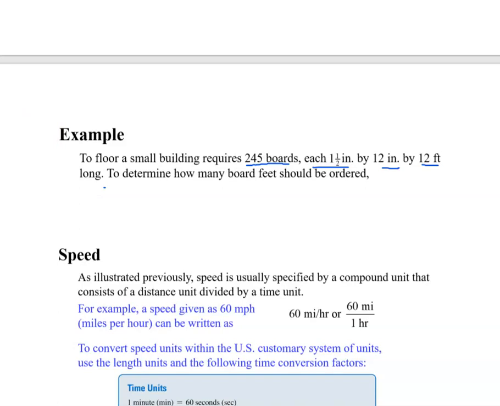So we would want to take our 1.5 inches times our 12 inches times our 12 feet. Okay, and so they round this one to the closest inch. So we're going to do 2 inches, and these 2 measurements are both in feet. So 12 inches, there's 12 inches in 1 foot. So we're going to change this to 1 foot times our 12 feet. That's going to give us 24 board feet.